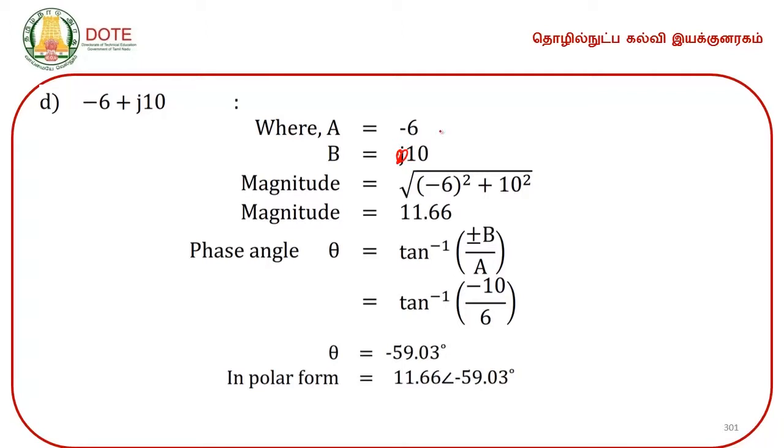Now, a is minus 6, b is 10. So, taking square root, you have 11.66. Tan inverse of b by a is tan inverse of minus 10 by 6, which is negative, that is minus 59.03. So, in polar form it is expressed as 11.66 angle minus 59.03.